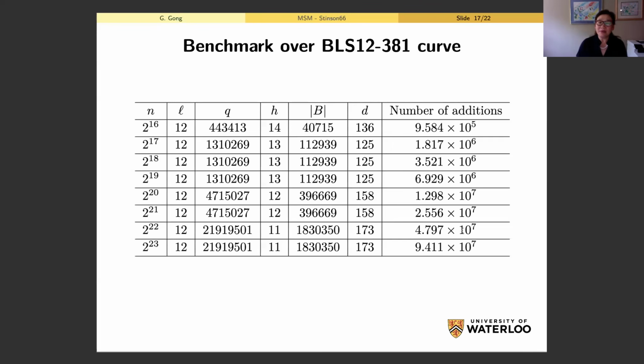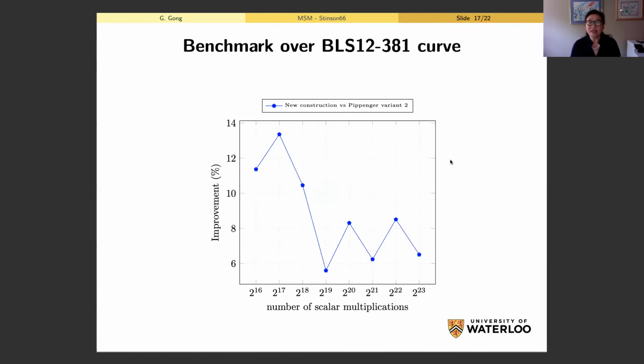Those are some benchmarks for our instantiations. We start with n equal to 2^16, and we always choose L as 12, with different q and different H, and those are the different numbers of additions we calculated. Looking at the figure, we compare with variant 2. For 2^17, it is more than 13% improvement compared with Pippenger variant 2, basically for the hash 256. Which means for Zcash, if we replace their Pippenger implementation by our new implementation, we could get a 13% improvement compared with their current performance.